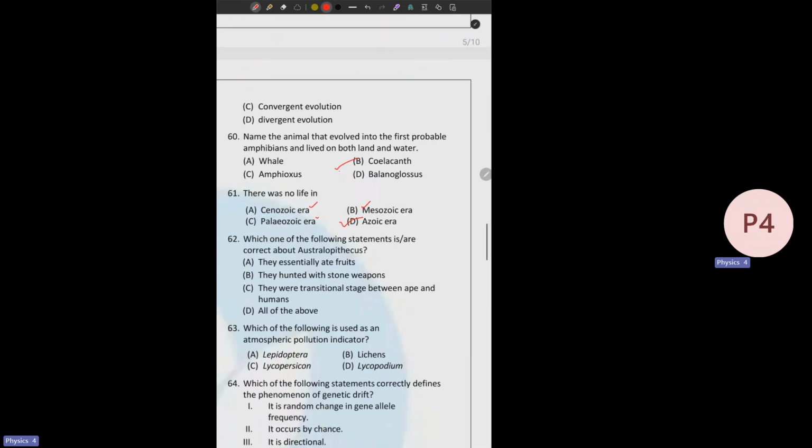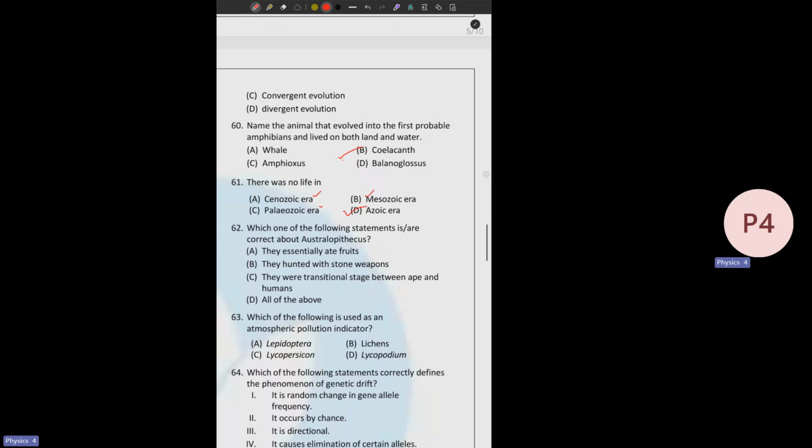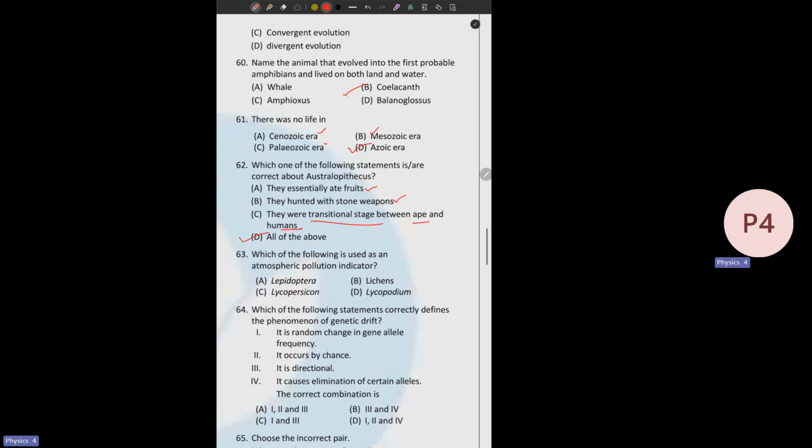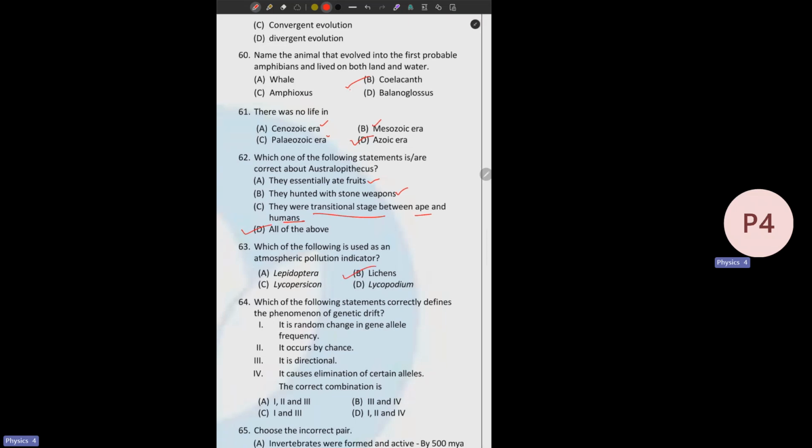Which one of the following statements is correct about Australopithecus? Okay, let's see. They essentially ate fruits. This is correct. They used stone weapons for hunting. Yes, and they are also the transitional stage from where ape and humans can be differentiated. So all are correct. Which of the following is used as the atmospheric pollution indicator? Straight away, it is lichens.